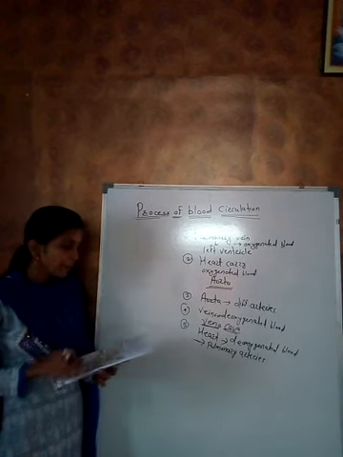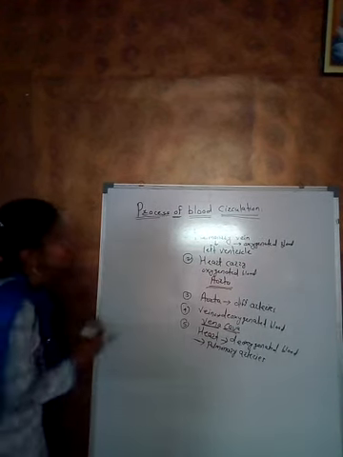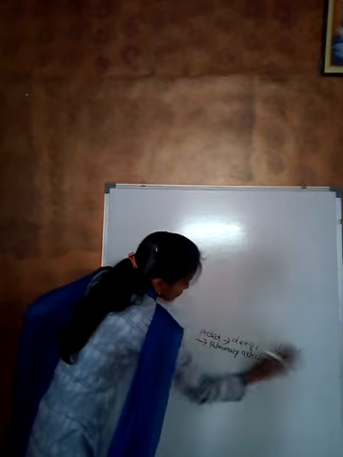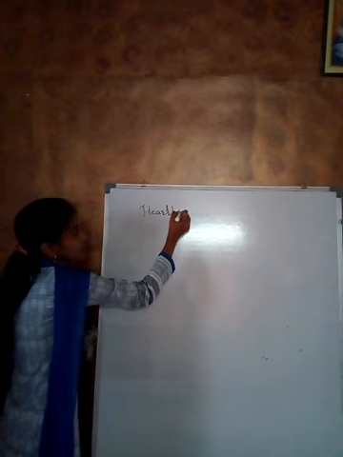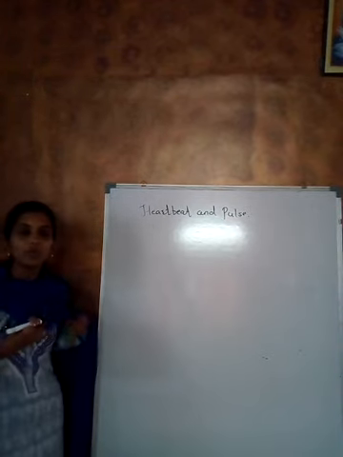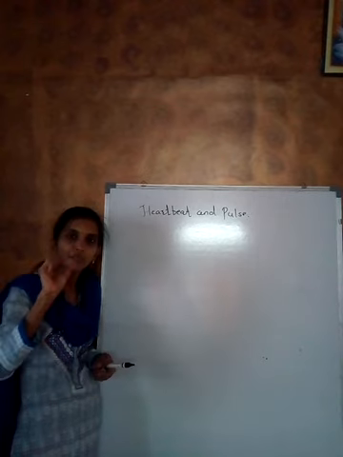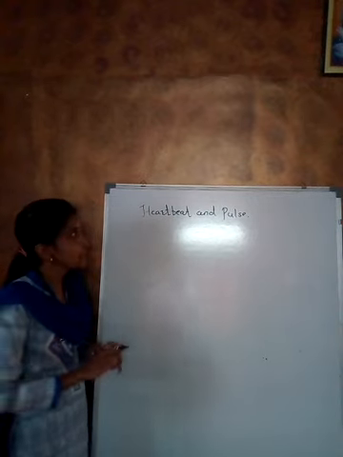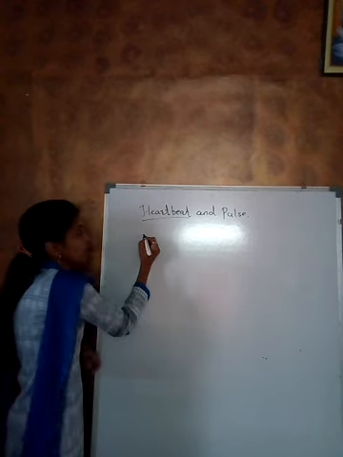Now after that, we study the next point, heartbeat and pulse. Heartbeat, what? You know, our heart muscles continuously contract and relax. Due to this contraction and relaxation, one type of sound is created, and that's called the heartbeat. That thumping sound is generated due to the relaxing and contraction of the heart.